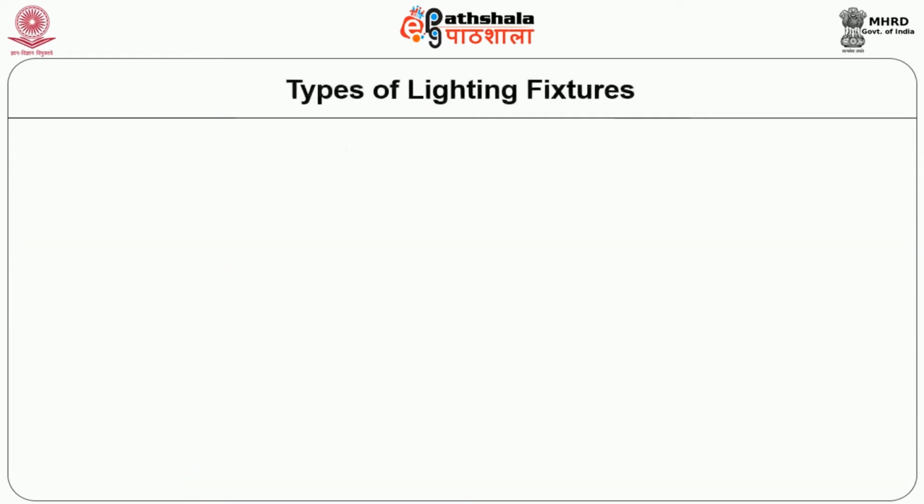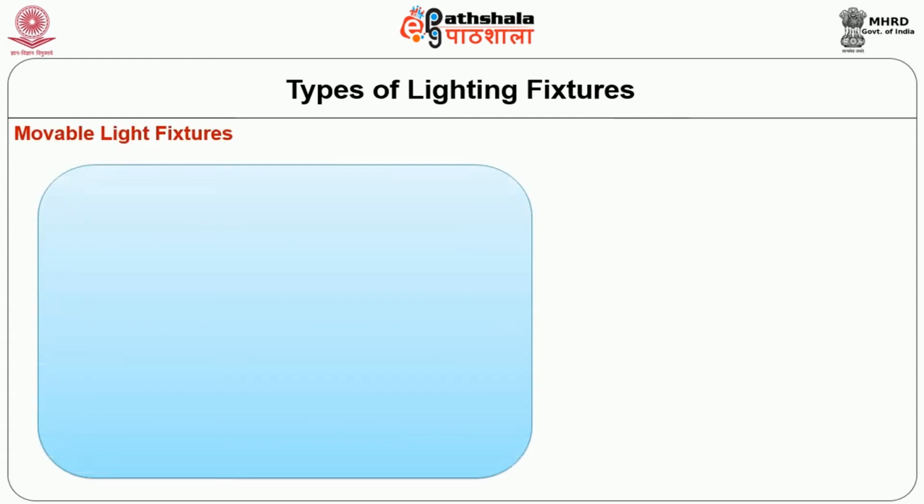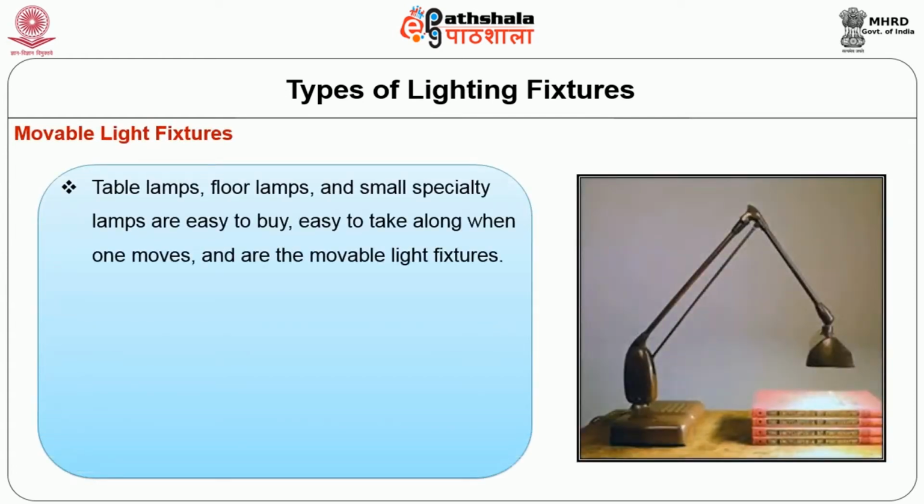Now let us see the types of lighting fixtures. First one is movable light fixtures. That is, table lamps, floor lamps and small specialty lamps are easy to buy, easy to take along when one moves, and are the movable light fixtures.